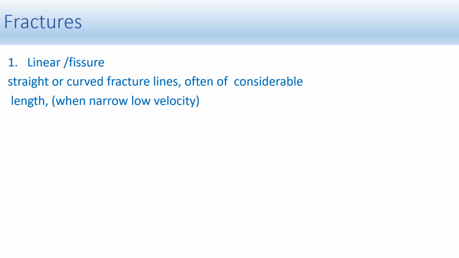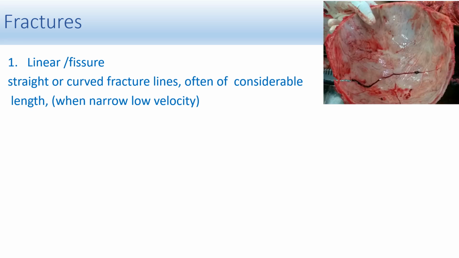Shifting to skull fractures, the first one is linear or fissure fractures. These are straight or curved fracture lines, often of considerable length. These are basically due to low velocity impacts when the fracture lines are very narrow. You can see here a nice fissure fracture.